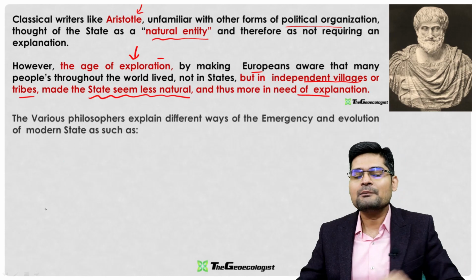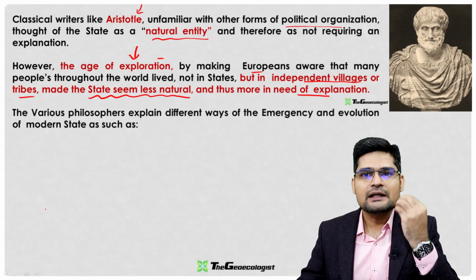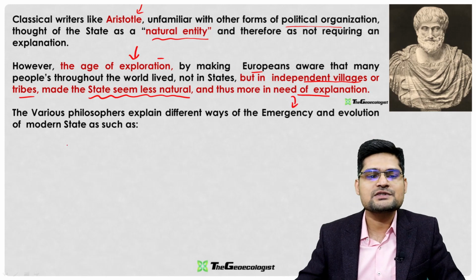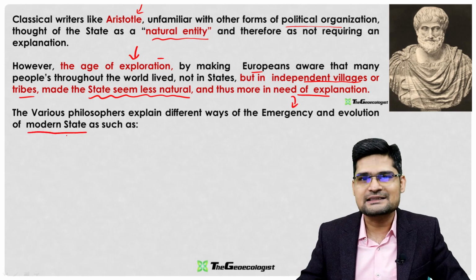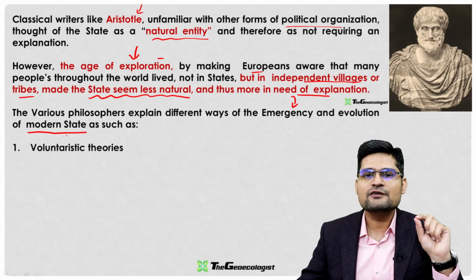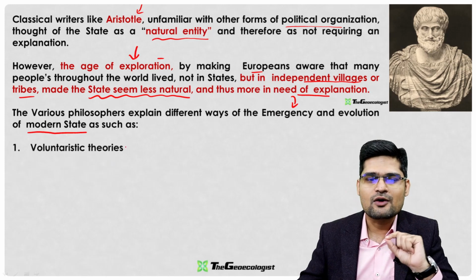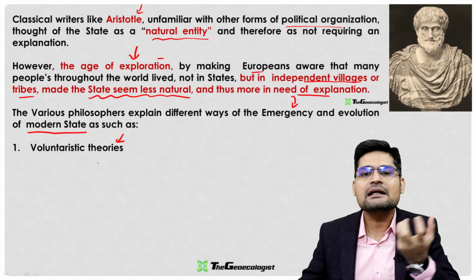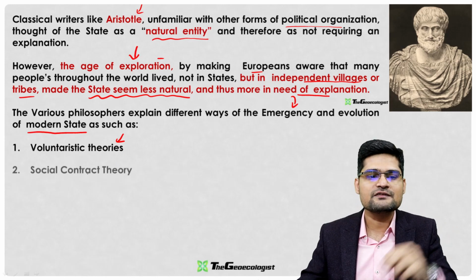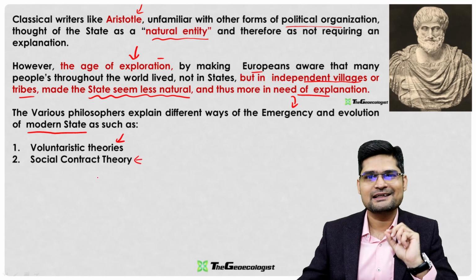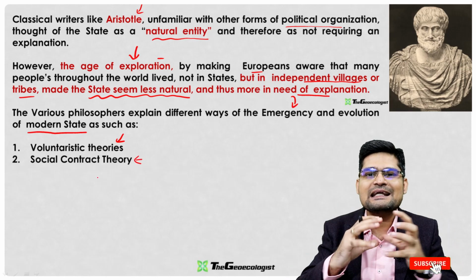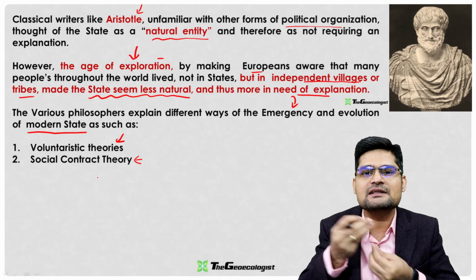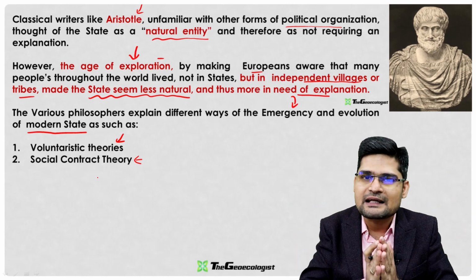So what happened? Many scholars started to explain these various kinds of states and also the ways of the emergence and evolution of a modern state. So what are the various theories? If you look into it, the first kind of theories are called voluntaristic theories. By choice, people made their states. Then what you observe is social contract theory, the contract between society and the government. That kind of thought that there was a need for society to construct the idea of a state.